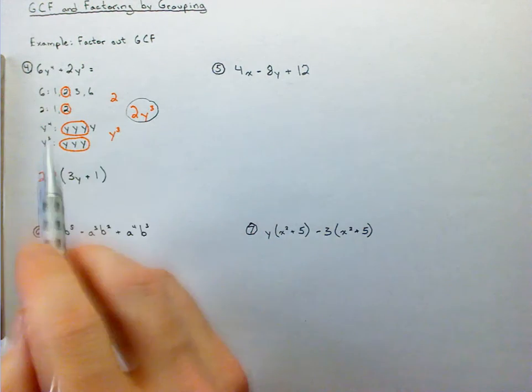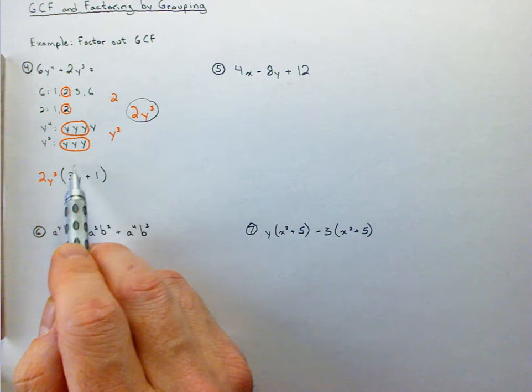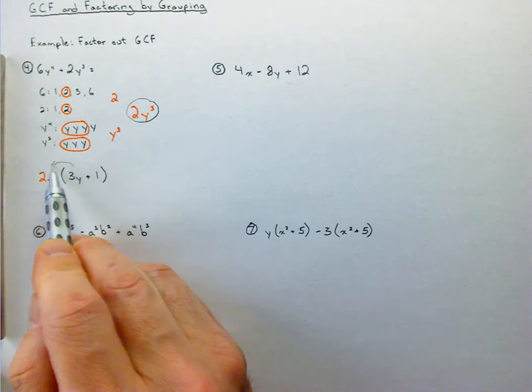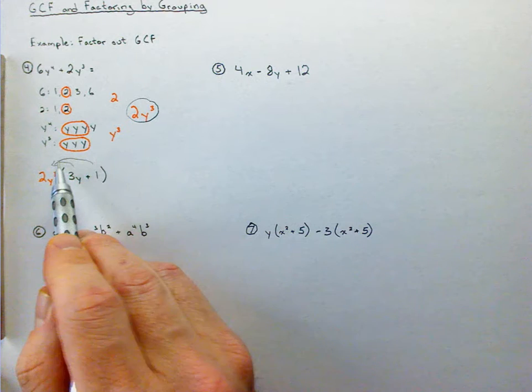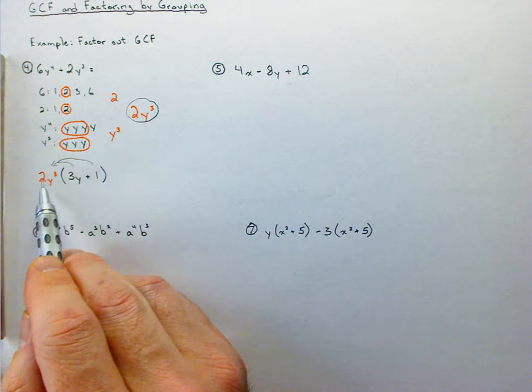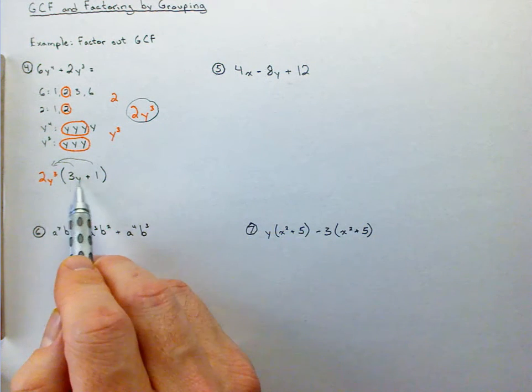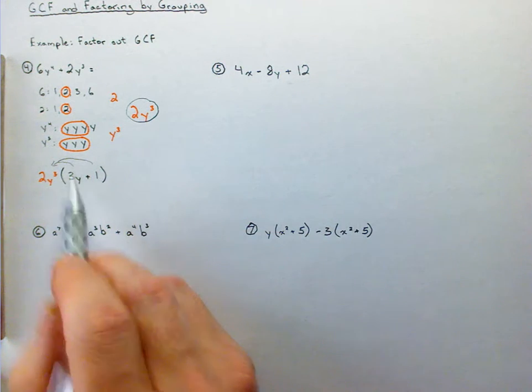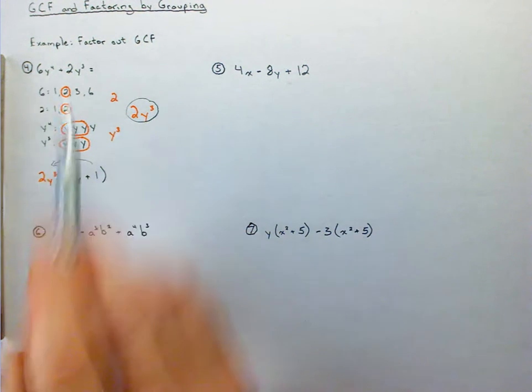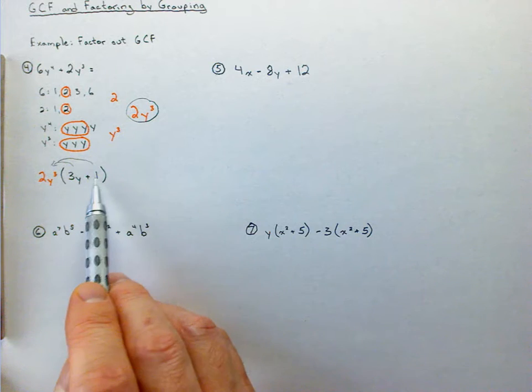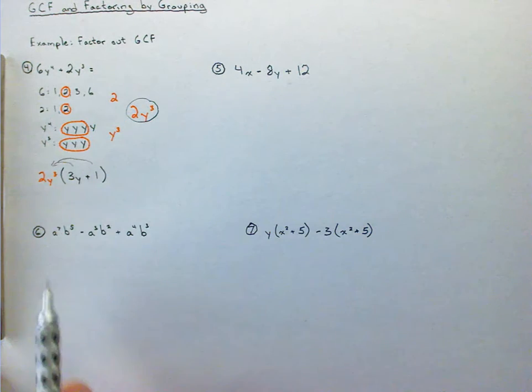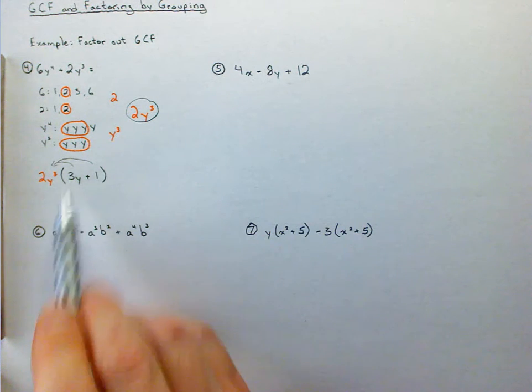It's the opposite of the distributive property in many ways. I'm pulling out. That's what I've done. I've pulled out. So I can look at this and say 2y cubed times 3y is 6y to the 4th. And 2y cubed times 1 is 2y cubed. More or less, I pulled those out.